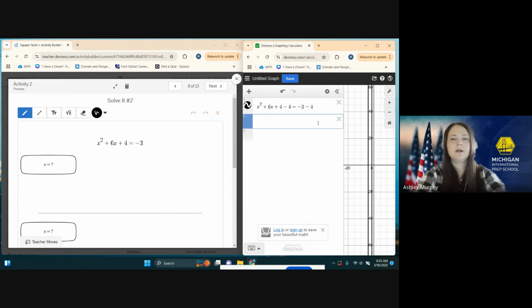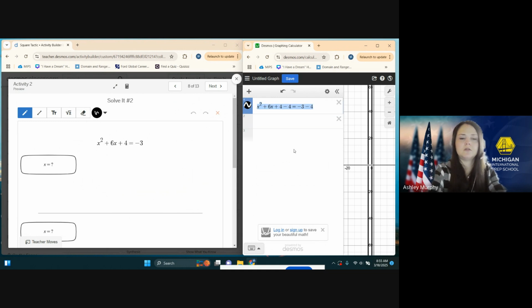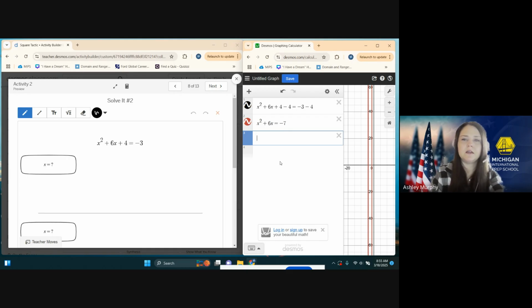Now, when I do that, let me just, here, you can Control C to copy and Control V. When I do that, the positive and negative 4s cancel, that's 0. So I'm just going to delete that part. Over here, I'm getting negative 7. All right, so I'm simplifying my equation. Now I have something that I can complete the square with.